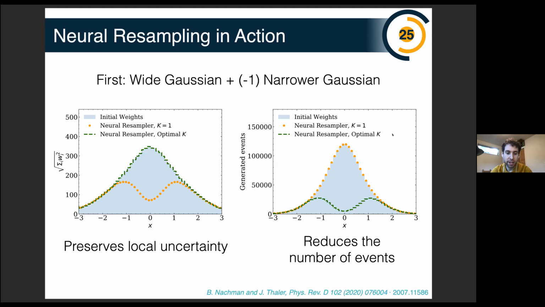And the other nice feature, on the right, is the number of generated events. So if you use the neural resampler with k equals 1, you don't throw away any events. You just basically are replacing every event, which is the same, but now has the average weight instead of the initial weight. But you can use the optimal value of k where you're throwing away some events.